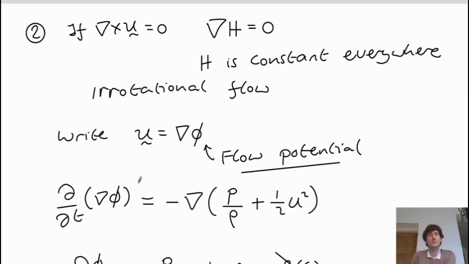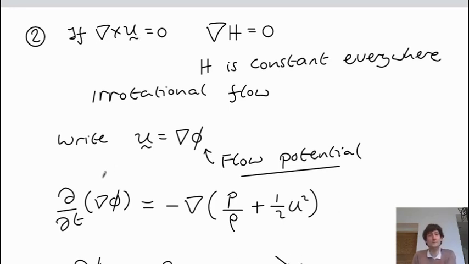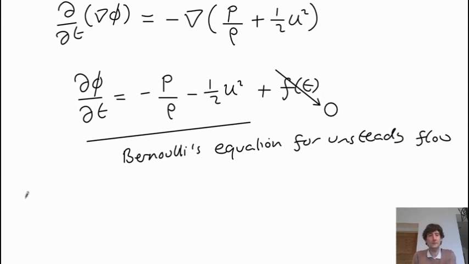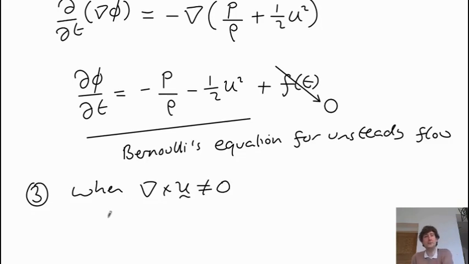Okay, so the last case I want to discuss very briefly is what happens when this is not equal to 0. So what happens when curl of u is not 0? When curl of u is not equal to 0, it's not irrotational. So this is the vorticity. We have vorticity in the system, which means the local rotation of the fluid.